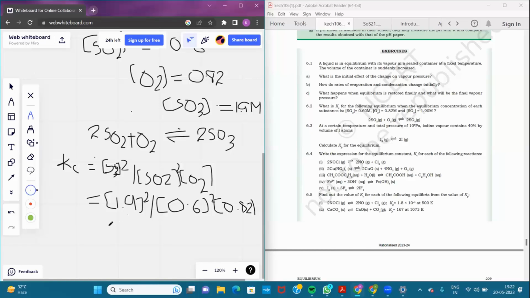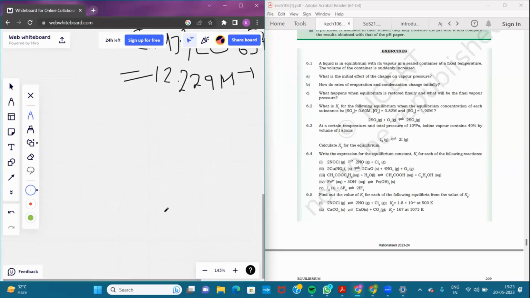On calculation, we'll get the Kc value as, wait, let me calculate. 12.229, and the units will be molar inverse. As all the units of concentration here is molar, this is molar square, and this will be molar square into molar. This is denominator, so molar inverse will be the units for Kc. So we'll proceed with the next question.